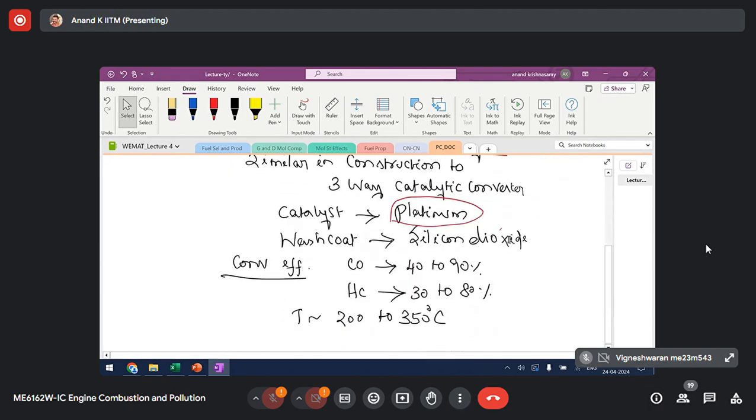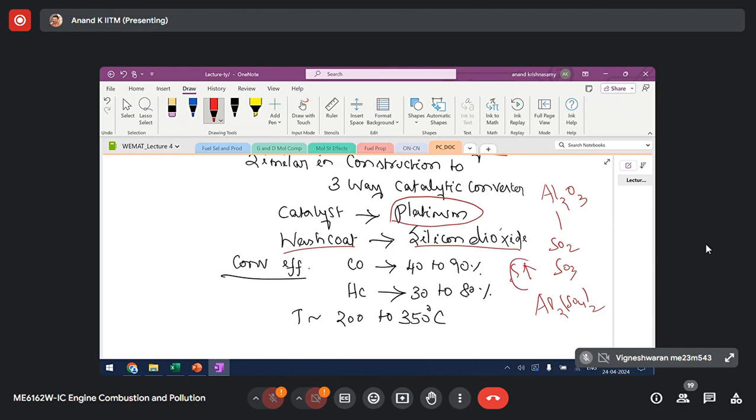The only difference is the wash coat material cannot be alumina. Instead, you have to use either zirconium oxide or silicon dioxide. The problem with alumina that we have discussed for the three-way catalytic converter is that this alumina will react with SO2 or SO3 and form aluminum sulfate. Right? Because in diesel, compared to gasoline, you have a high sulfur level. So you have these oxides available in the engine exhaust. So you are not supposed to use this material for wash coat. Rather, you have to use a different material, silicon dioxide or zirconium oxide.